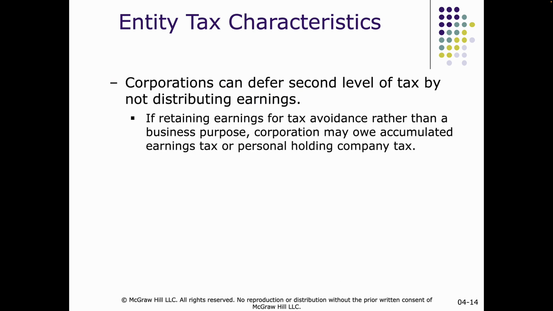So corporations can, which is lovely, defer a second level of tax by not distributing earnings. So if you're retaining earnings for tax avoidance rather than a business purpose, corporations can accumulate those earnings, but they may be subject to accumulated earnings tax or personal holding company tax. So that can happen. You just don't distribute earnings.